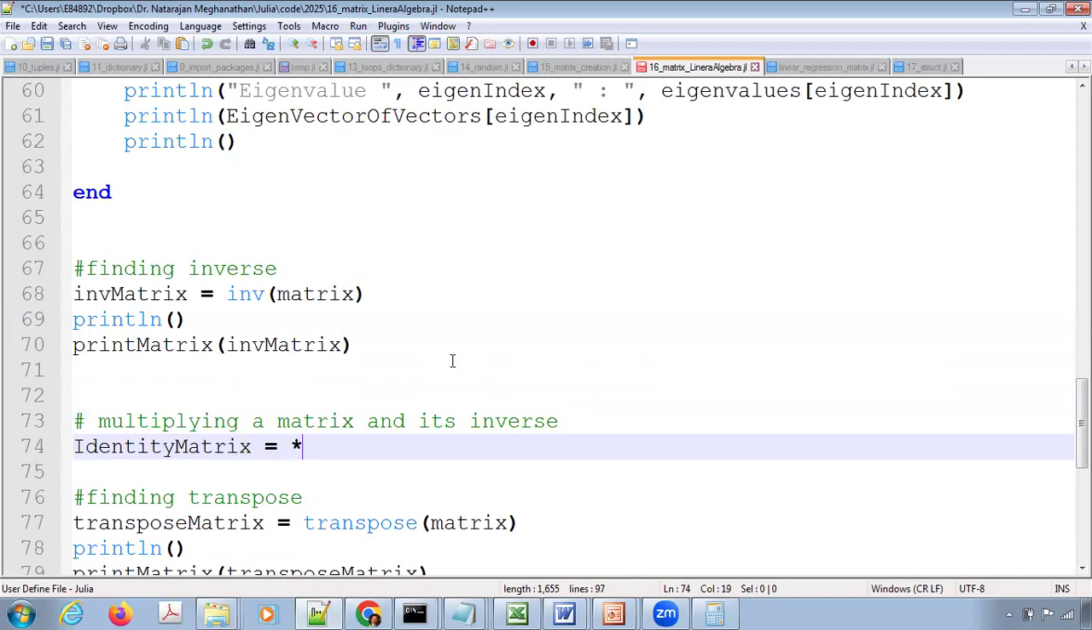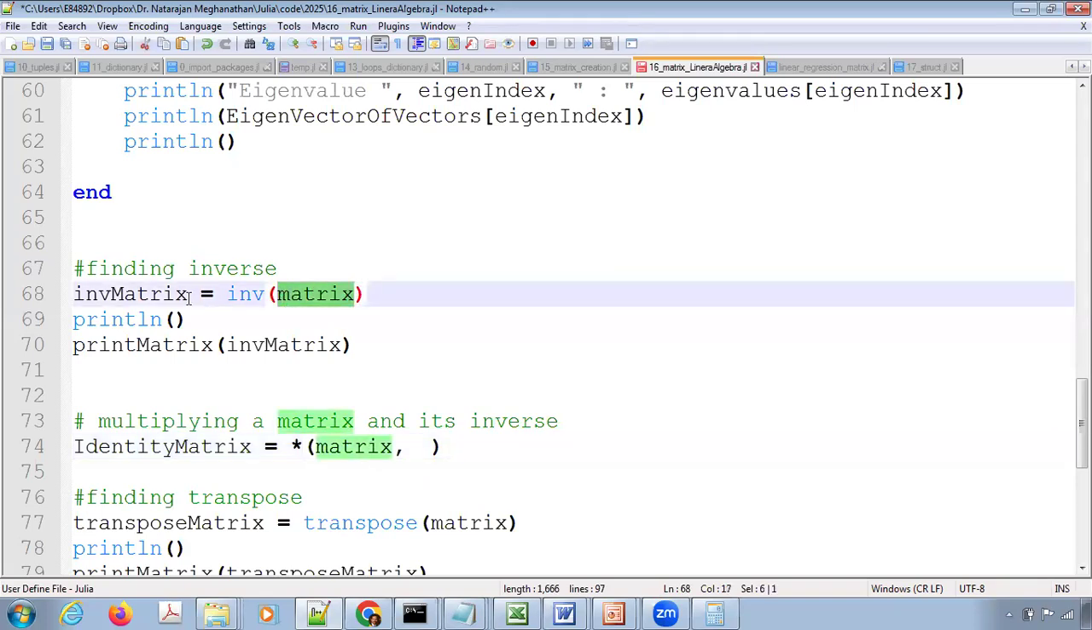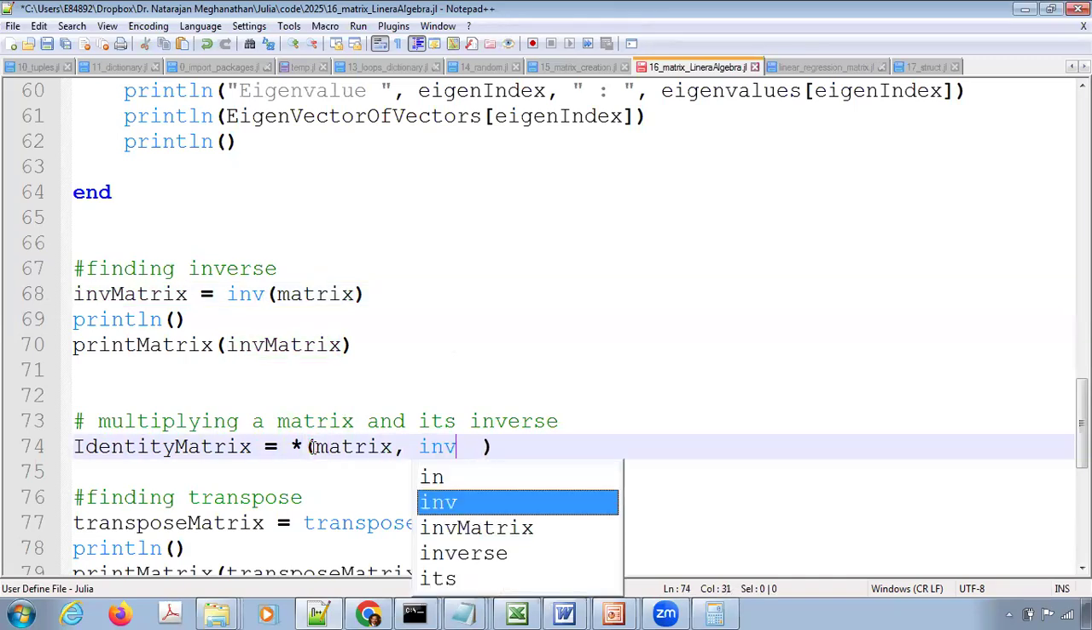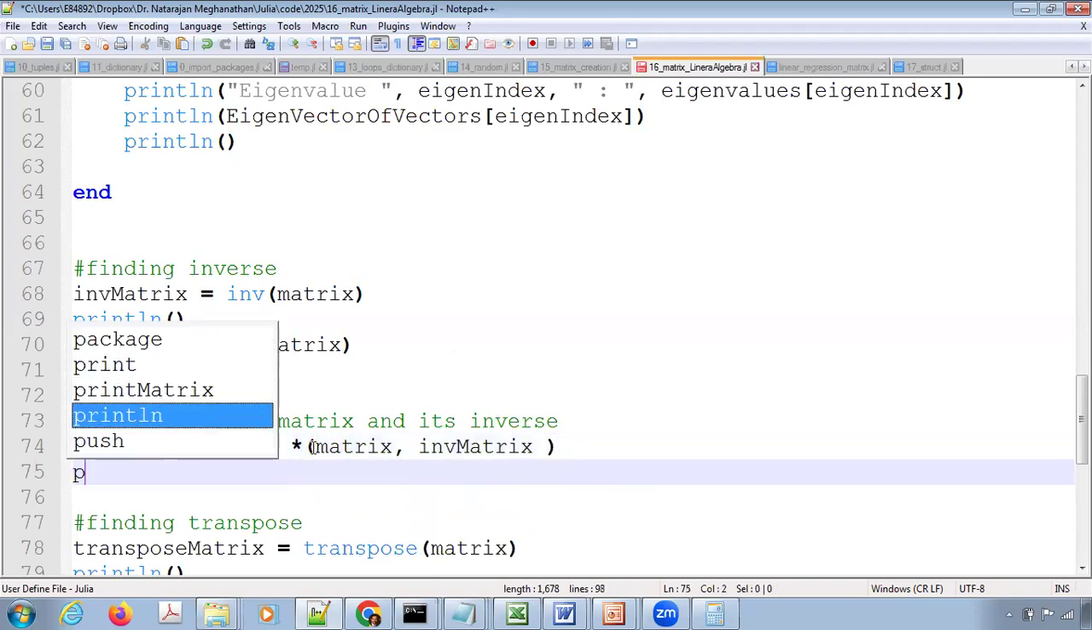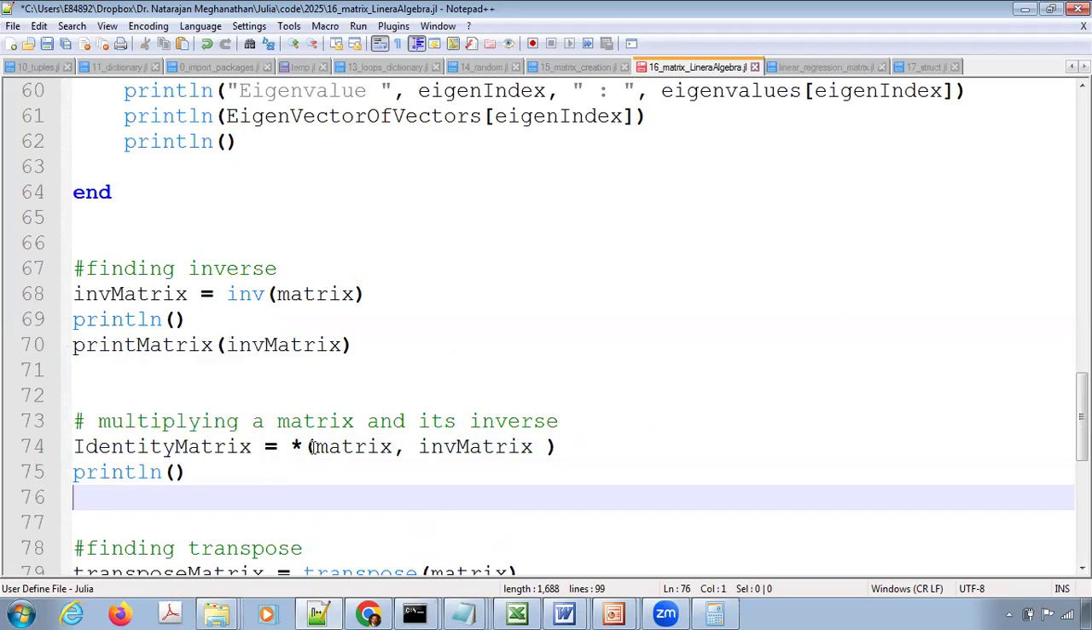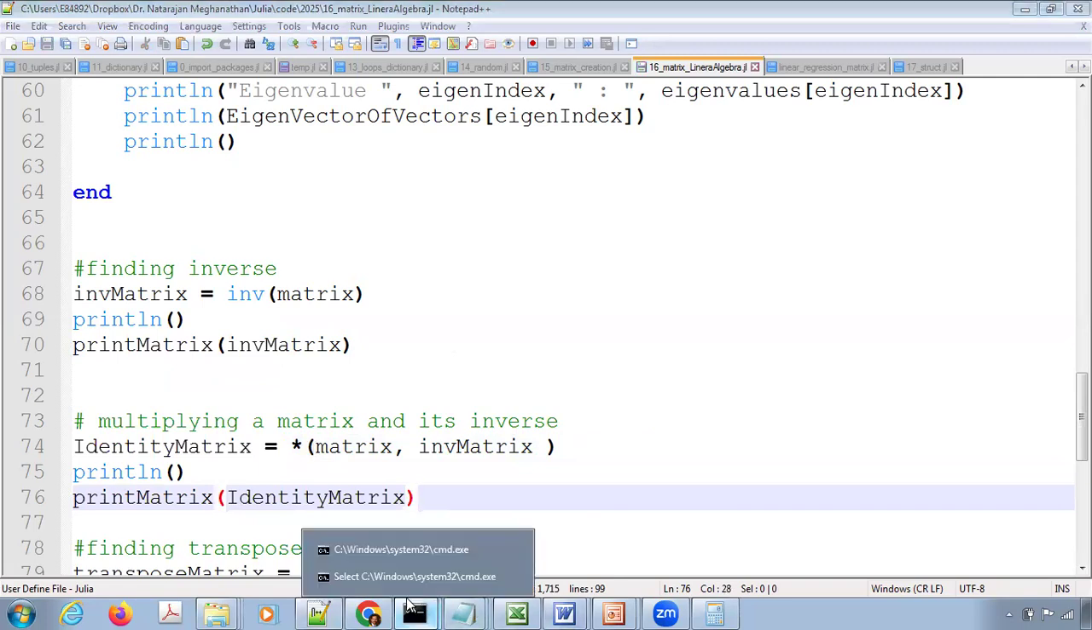The star is the function name itself for multiplication, and it takes two arguments supplied within the parentheses. The two arguments are the first matrix and the inverse matrix, which we label like this. Let's call it inverse matrix. And we can print the inverse matrix using the print matrix function that we have. So let's print it.